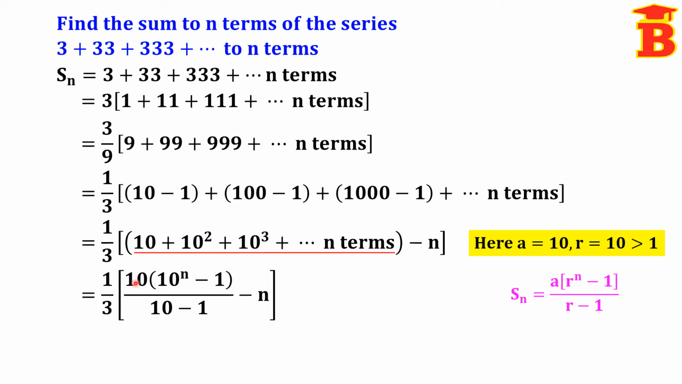That is A value 10 into R value 10. So 10 power n minus 1 divided by 10 minus 1. And then the next term minus n. So now the final answer is 1 by 3 into 10 into 10 power n minus 1 divided by this 10 minus 1 is 9, minus n.